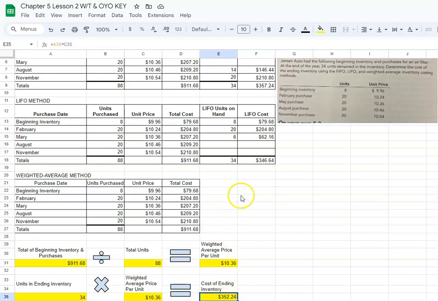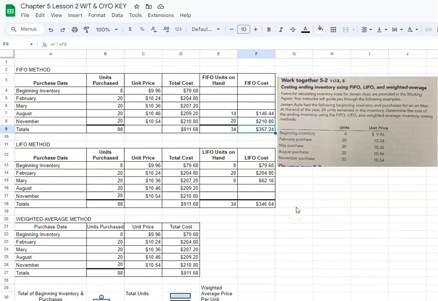Okay, and so this number came out in between the LIFO and the FIFO, which is what I expected, because your weighted average should be in between. So that seems like it should be correct. All right, so that is the way you calculate weighted average versus LIFO method versus FIFO method to find out what your ending inventory should be, per your books.